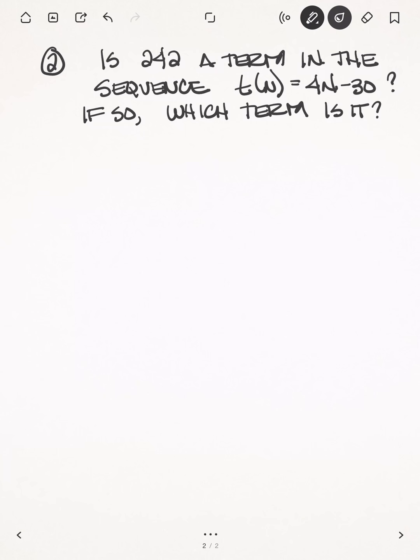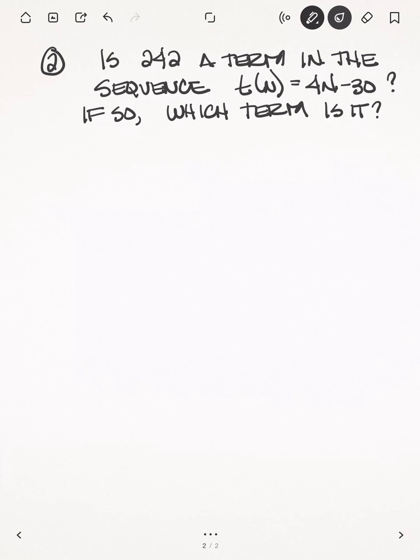Okay, now remember, in a sequence, we cannot have any numbers in the n column that are fractions or negatives. So in order for 242 to be a term, when I substitute it into the equation, if I get a fraction or a negative, then it is not a term. If I get a whole number, then I can say that it is a term. And when I solve for n, I'll know what term number it is.